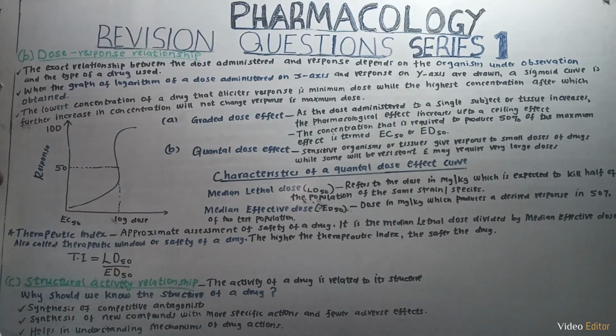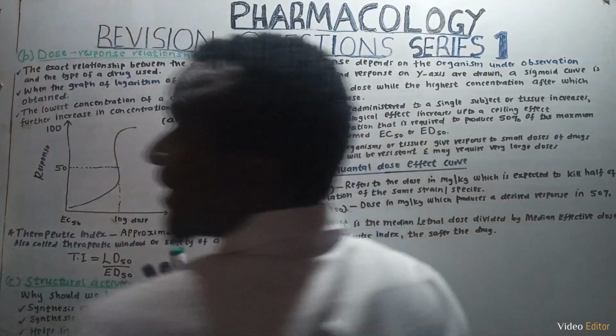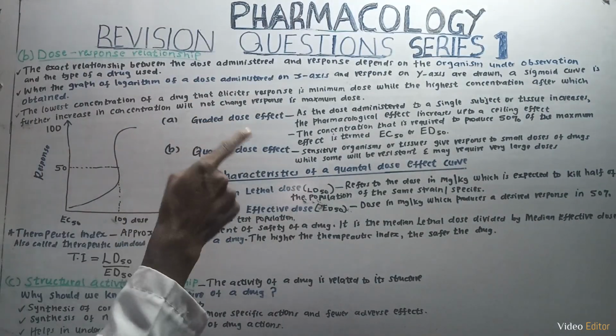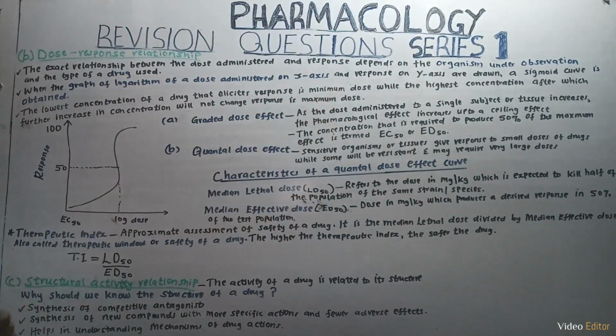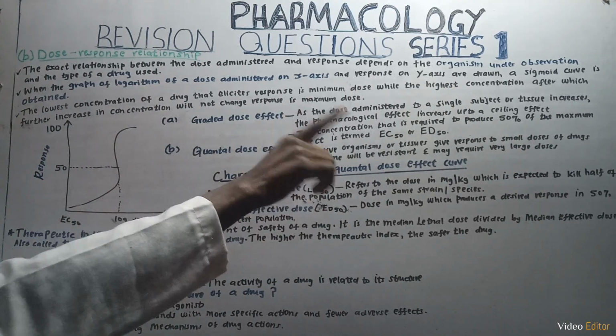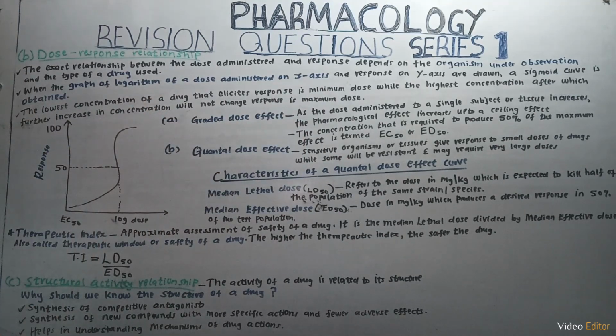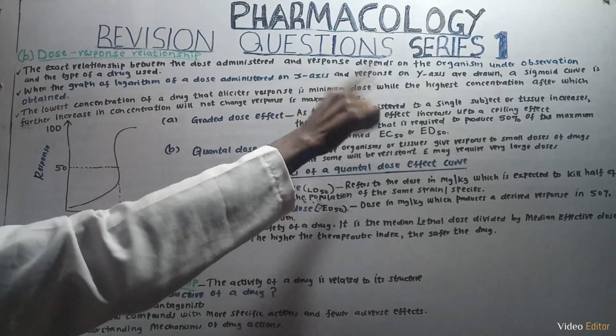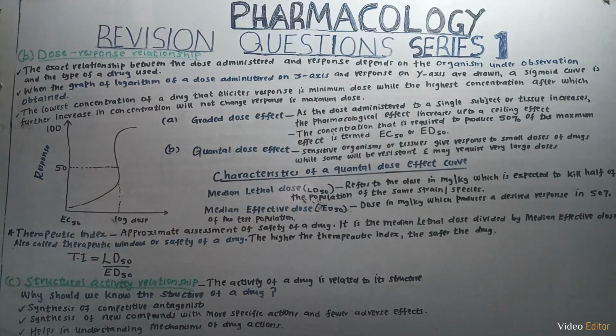So we go back. This is what we are saying, that the exact relationship between the dose administered and the response depends on the organism under observation and the type of drug used. So when the graph of logarithm of a dose administered on the x-axis and response on the y-axis is drawn, a sigmoid curve is obtained. The lowest concentration of a drug that elicits response is the minimum dose, while the highest concentration after which further increase in concentration will not change the response is known as the maximum dose.